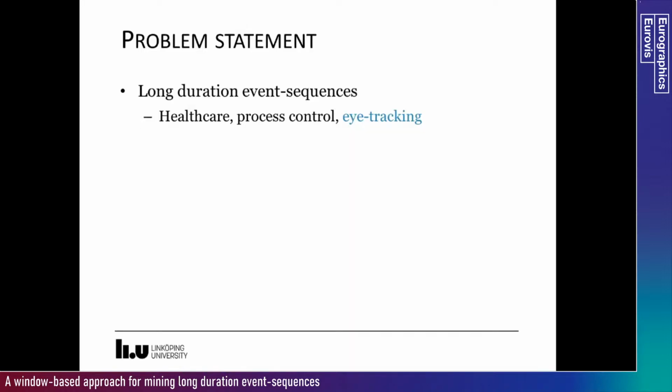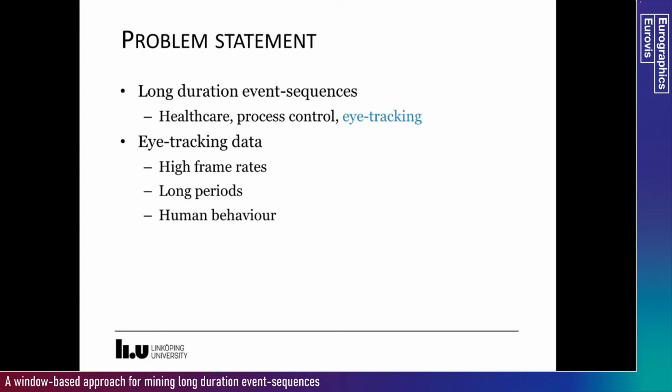This work deals with the exploration of long-duration event sequences. Such sequences can be found in many domains, for example in healthcare, process control, and in eye tracking, which has been our focus. Eye tracking data are commonly collected with high frame rates and over long periods, and they are interesting in many monitoring tasks for understanding human behavior.